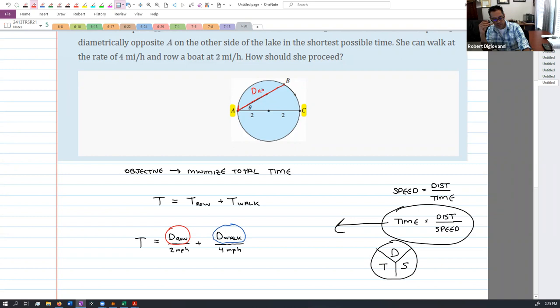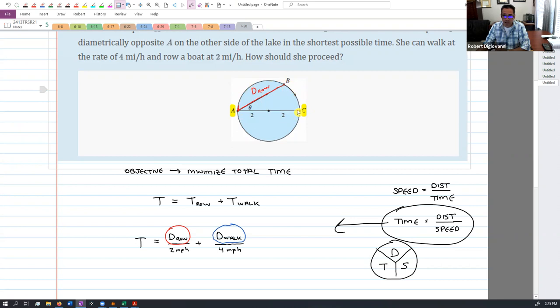Yes. Okay. So I would like to know if you can somehow tell me what that distance is she rows as a function of theta, because theta is what's determining her path. If theta is zero, do you agree she goes straight across? Yeah. And if theta is 90 degrees, then she's actually going to walk the whole way. Does that make sense to you? Theta is zero, she rows the whole time. Theta is pi over two or 90 degrees, she walks the whole way. Any theta in between is going to be a combination of rowing and walking.